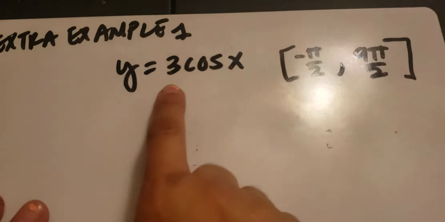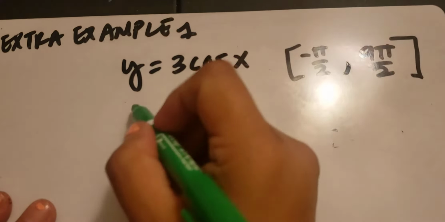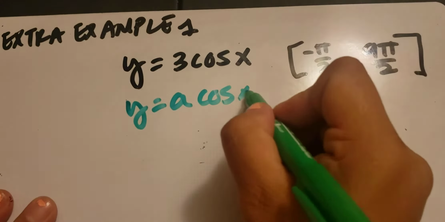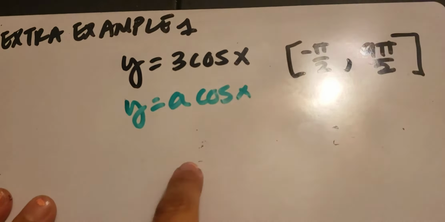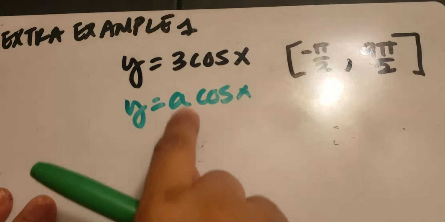So this is my amplitude. By the way, might as well just give you this right now. It's like this. y equals a cosine of x. Your a represents your amplitude, and it actually represents more, but I'll tell you that in a minute. So your amplitude is always the absolute value of a. Remember, that kind of tells you how high you're going to go and how low. So it'll go as far up as positive 3 and as low as negative 3.